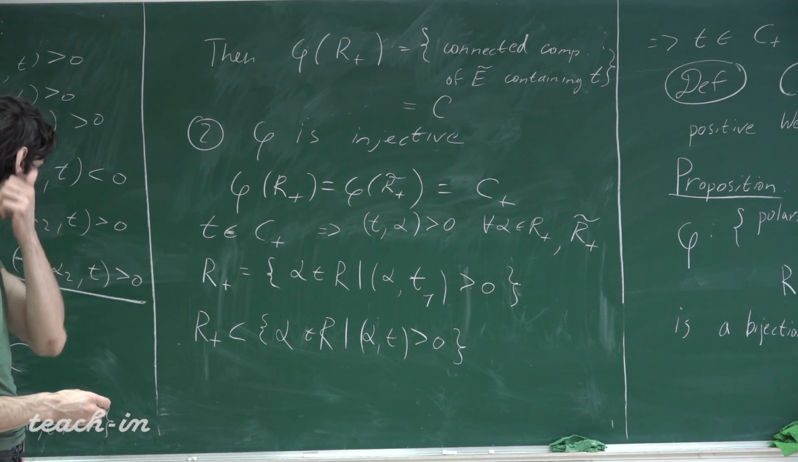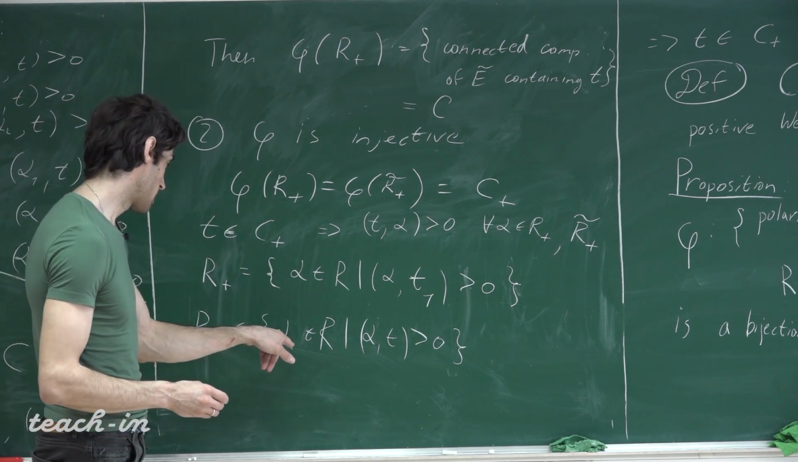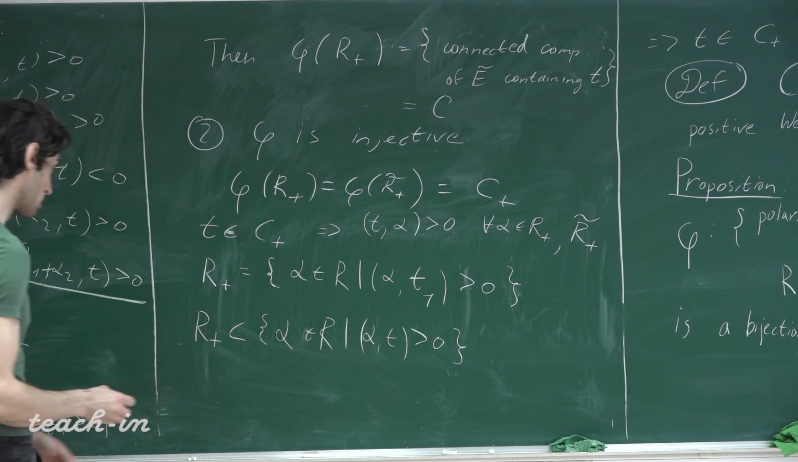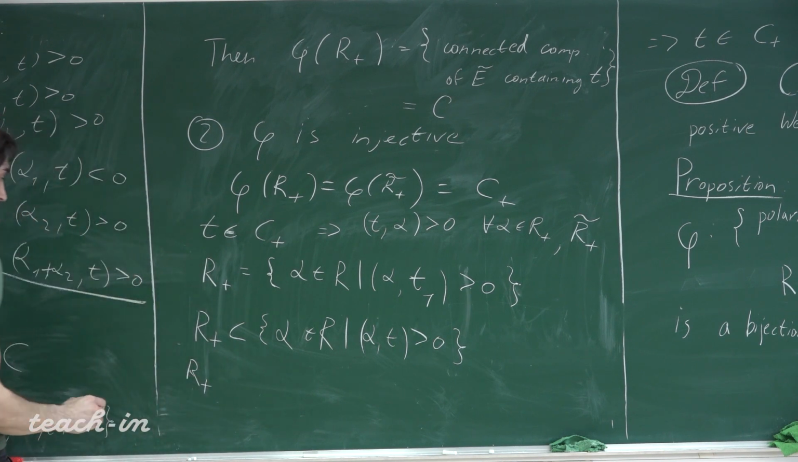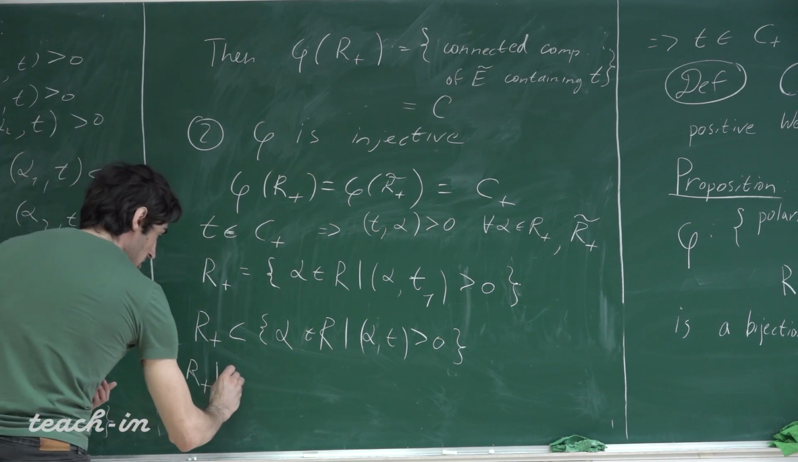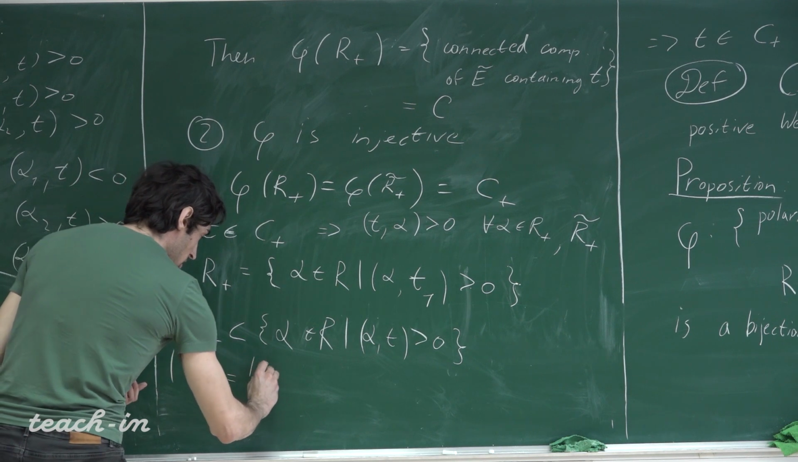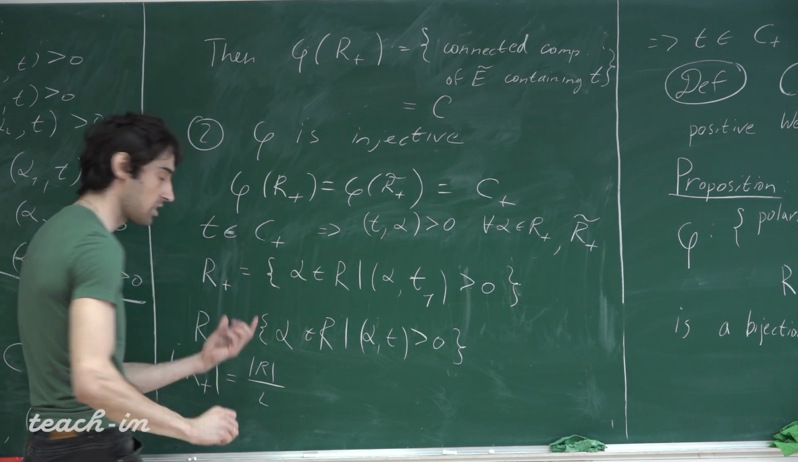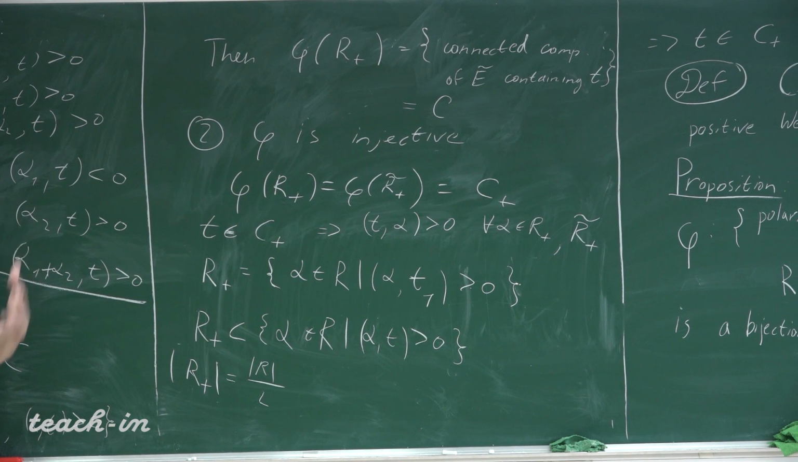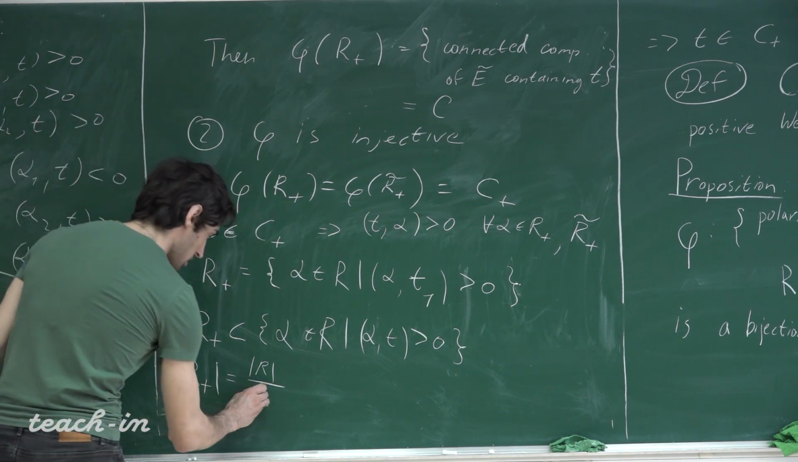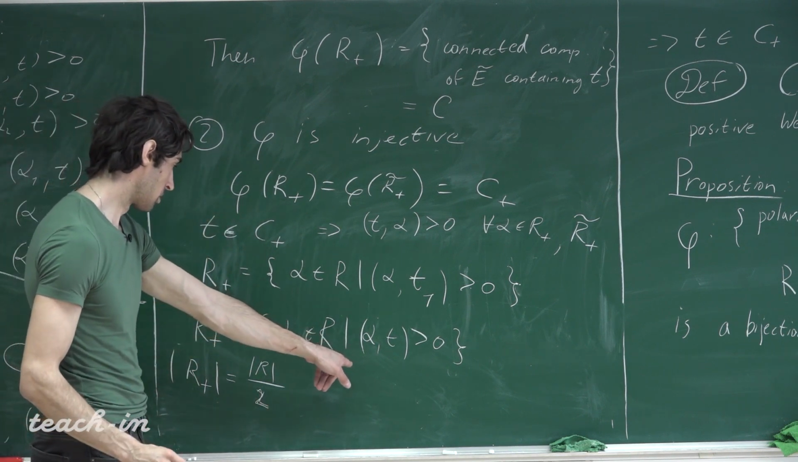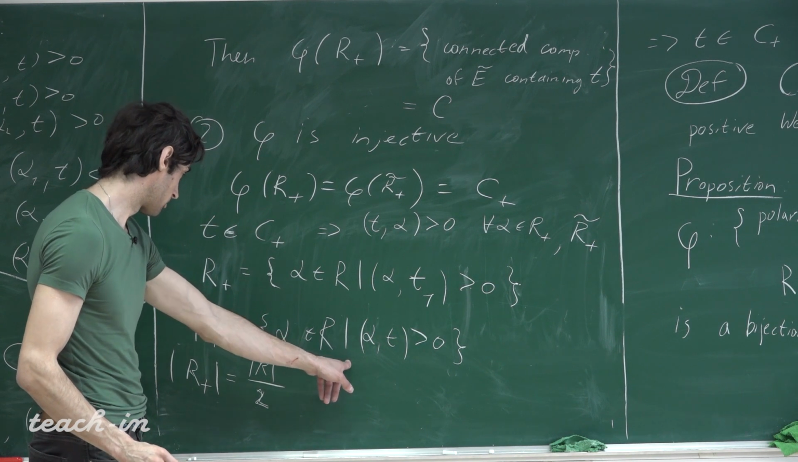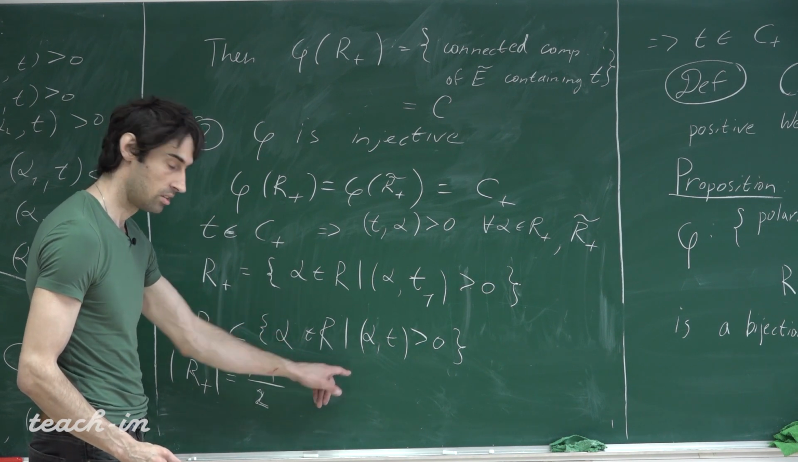But on the other hand, what is the size of R plus? It's exactly the size of the root system over 2, right? So I have positive and negative. It's like that, but also the size of this set, right?